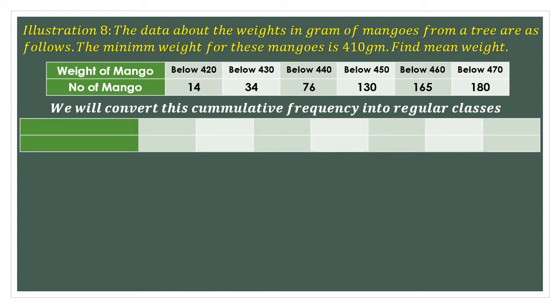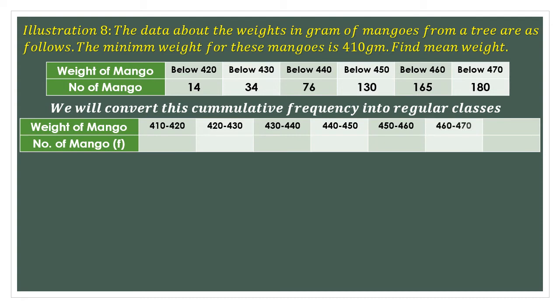We will start with the conversion first. The weight of the mango will be converted into classes. Now the first class, 420 and below, how much below? In the question itself it is given that the minimum weight for these mangoes is 410 grams. That means the first class will start from 410 grams and it will end at 420 grams. So the first class here will be 410 to 420. So naturally, below 420 and below 430, that means the next class will be 420 to 430. Similarly 430 to 440, and so on up to 460 to 470, and then we need to make a total.